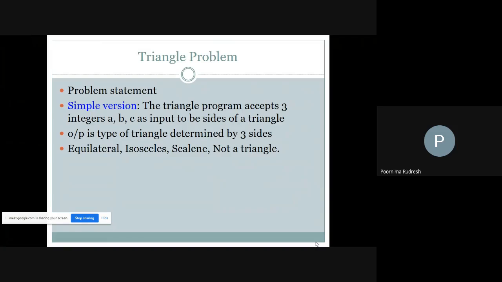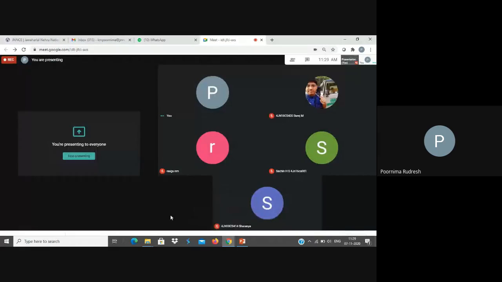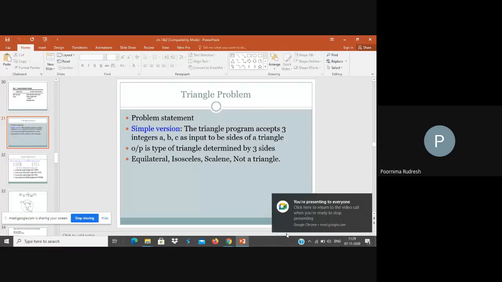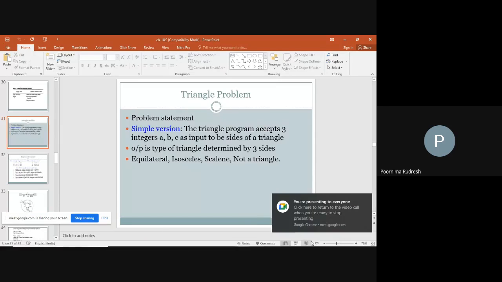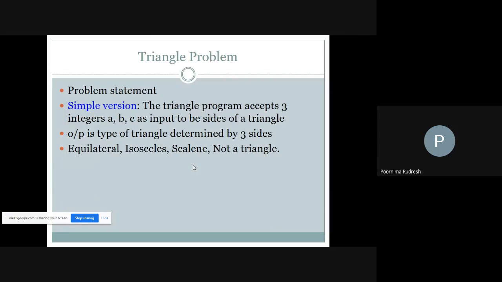Yes, Sachin? Sachin? Are you connected? Sachin? Yes, Sharanya? What is an equilateral triangle, or when is this triangle said to be an equilateral triangle? Sharanya? Sachin?